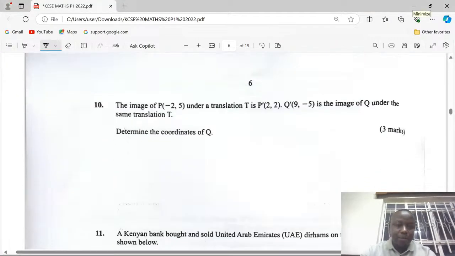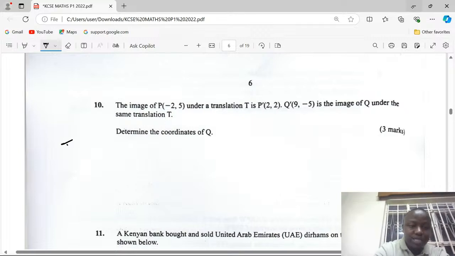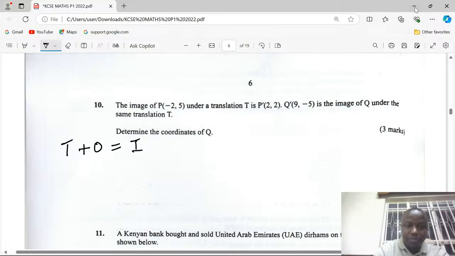Number 10, the image of P, 2, 5, and the translation T is P prime 2, 2. Q prime 9, -5 is the image of Q under the same translation T. Determine the coordinates of Q. It's good for you to know that when we take a translation and we add the object, we should get the image. So the first thing we're going to determine here is the translation vector, which maps P onto P prime.